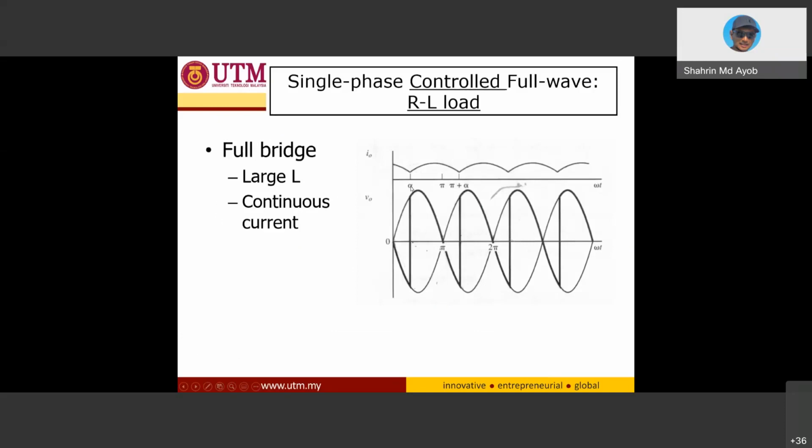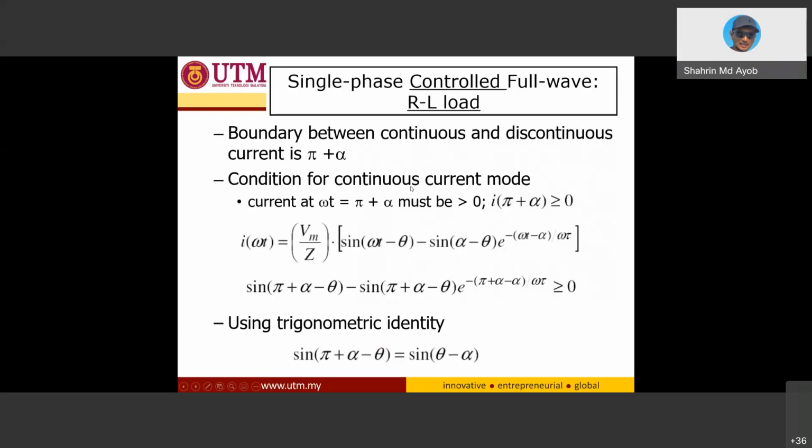After that, we will go for the three-phase. I think next week also three-phase, but it will be very brief, the three-phase rectifier, because it will not be in your test and also your final exam. Okay, I think that's all from me.